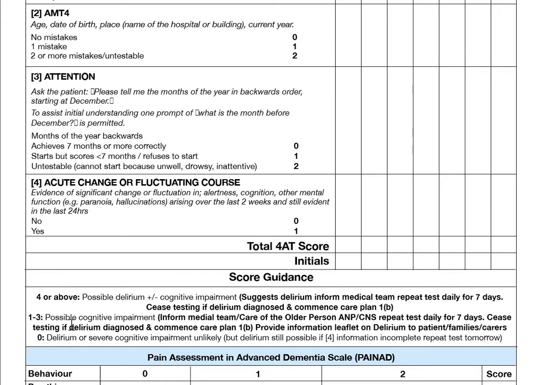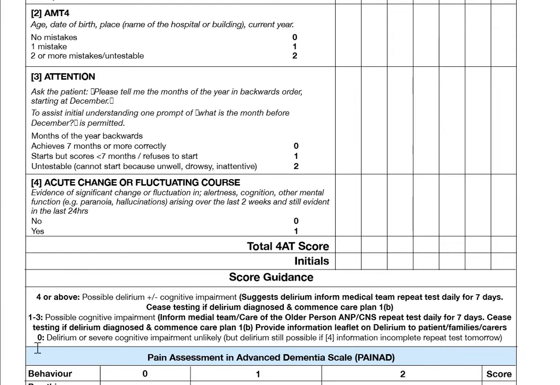Score of 1 to 3, possible cognitive impairment. Inform the medical team or the care of the older person, ANP, CNS, if the patient is over 65. Repeat tests daily for 7 days. Cease testing if delirium diagnosed and commence care plan 1B. Also provide information leaflet on delirium to patient or families or carers.